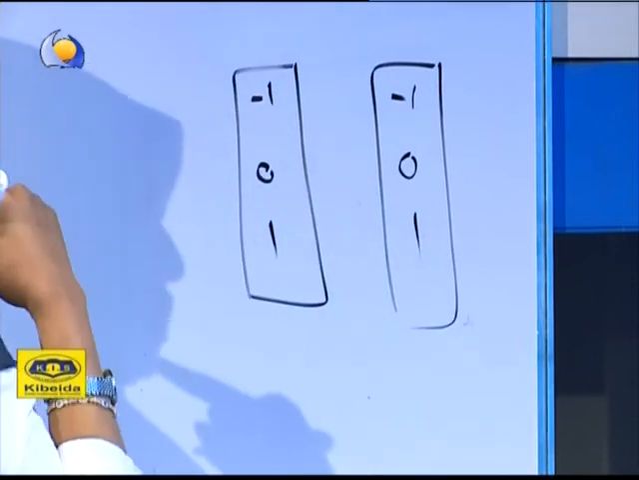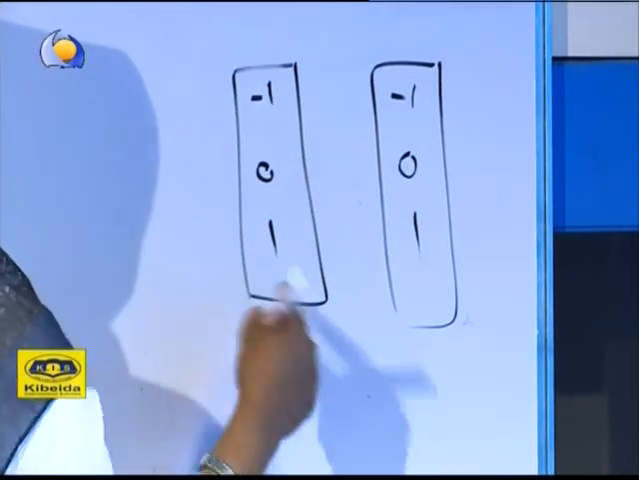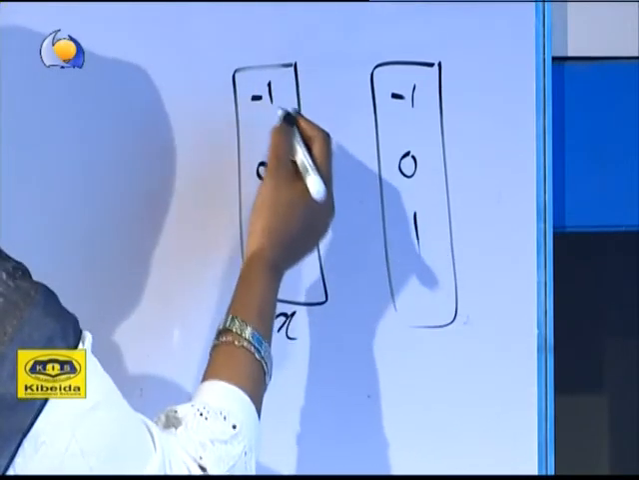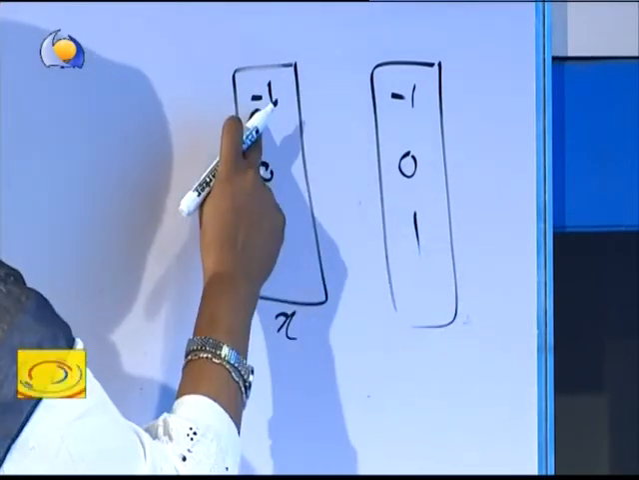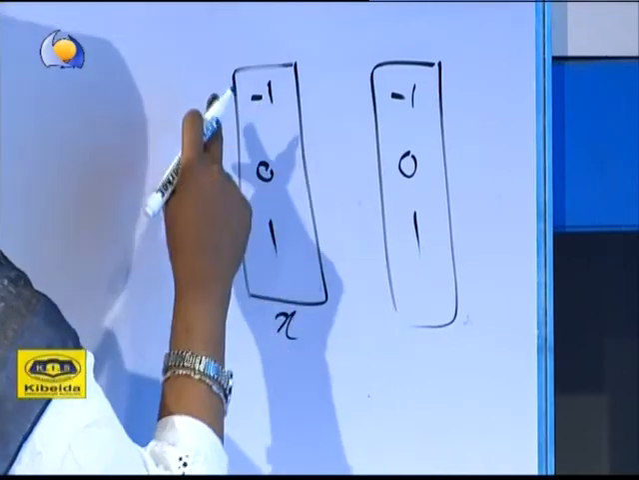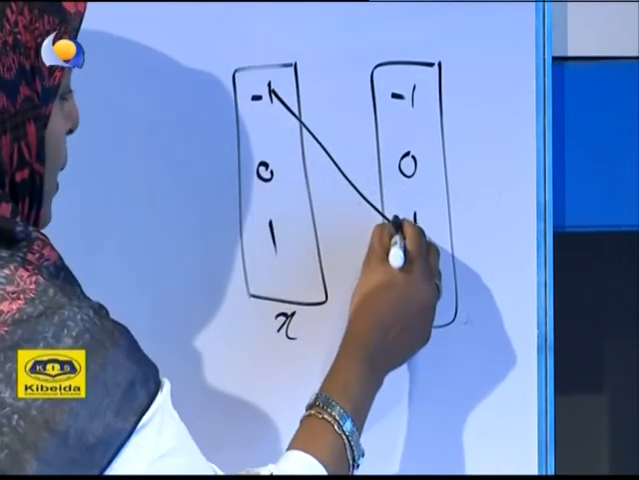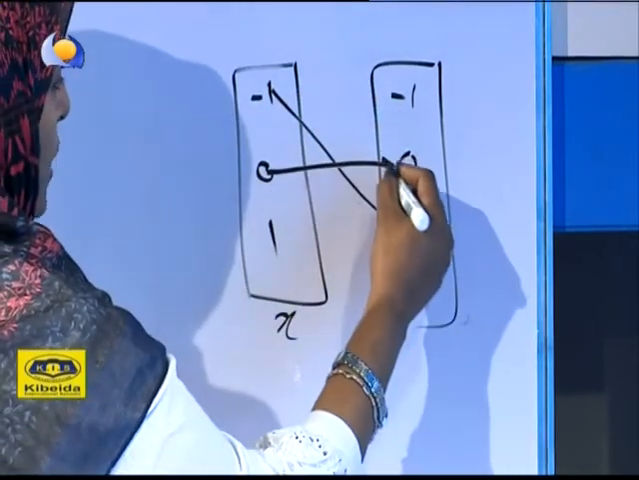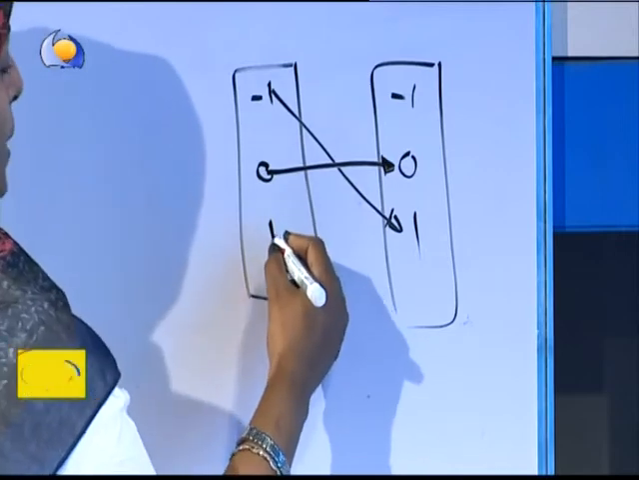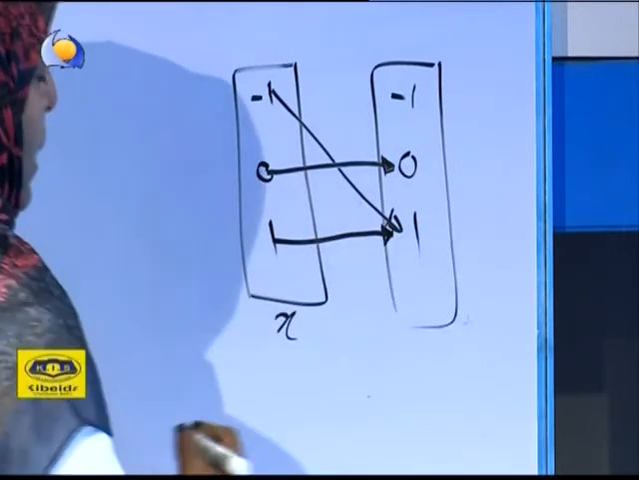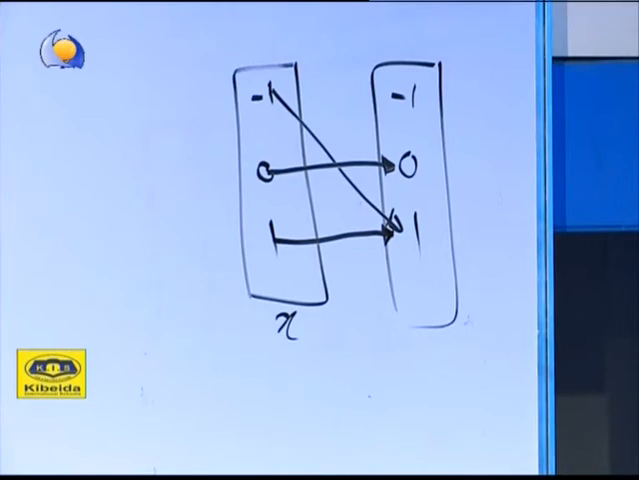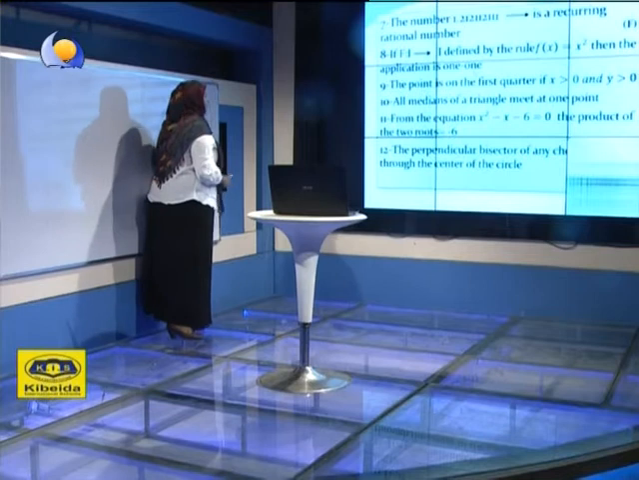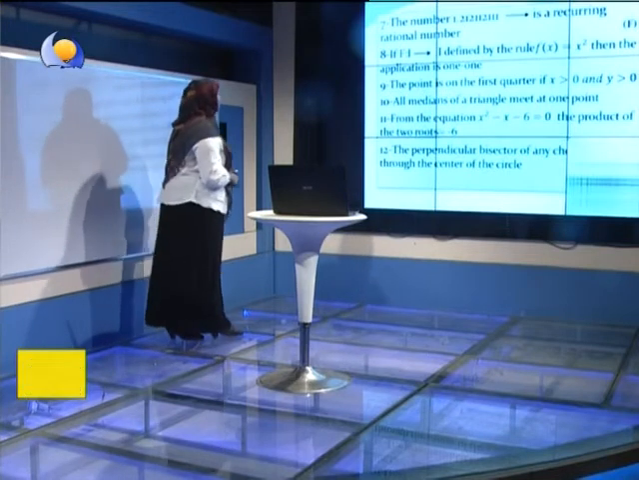He said that the function is x squared, so I need to square the elements of x and see what the answer is. Negative 1 times negative 1 equals 1. So the negative 1 is mapped to 1. 0 squared is 0. And 1 times 1 is also 1. It's clear here that the negative 1 and the 1 are both mapped to 1. So this isn't a one-to-one function.